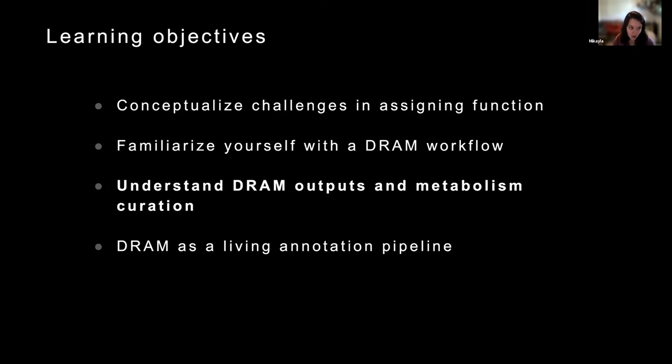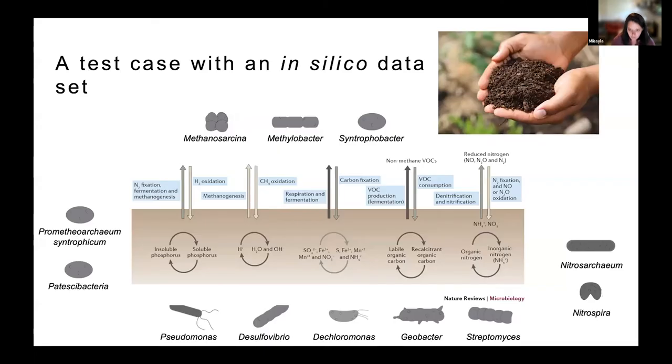So now we're going to be talking about understanding DRAM outputs and metabolism curation. Specifically today, I'll be talking to you about the metabolism portion of DRAM and how to infer metabolic potential from the DRAM outputs. And to demonstrate this, we chose soil-relevant genomes to showcase DRAM capabilities due to the diversity of metabolic potential harbored in soils.